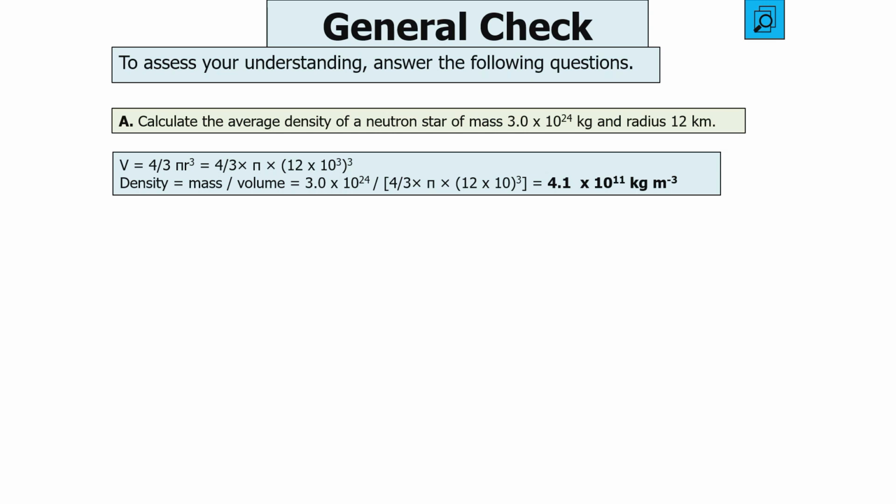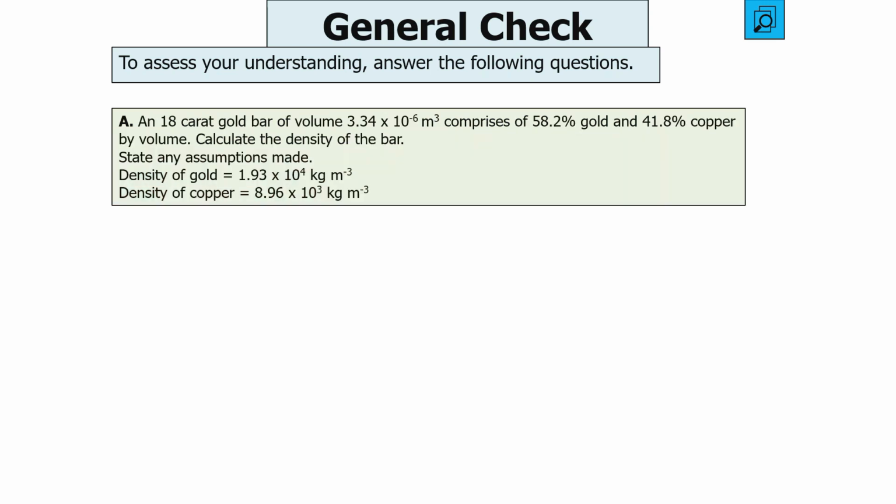An 18-carat gold bar of volume 3.34 times 10 to the minus 6 meters cubed comprises 58.2% gold and 41.8% copper by volume. Calculate the density of the bar. State any assumptions that you make. So pause the video now, then unpause the video when you want to go through your answer.